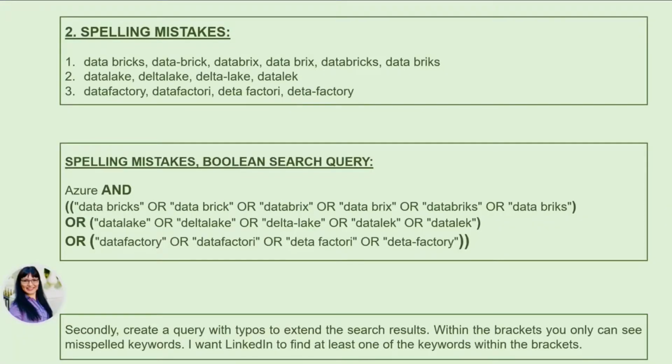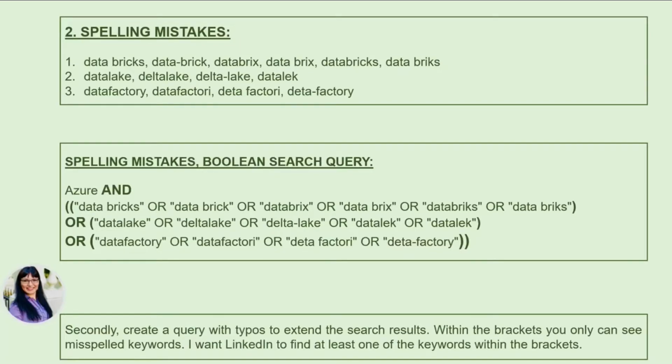I created a list of spelling mistakes. That means if someone is misspelling one of the keywords on their profile, I will also be able to find them. In this query, you can only see Azure and the previous 3 main technologies written with different typos. I want LinkedIn to find Azure and Databricks or Data Lake or Data Factory keywords. Within the brackets, at least one of the keywords will be found on the profiles.